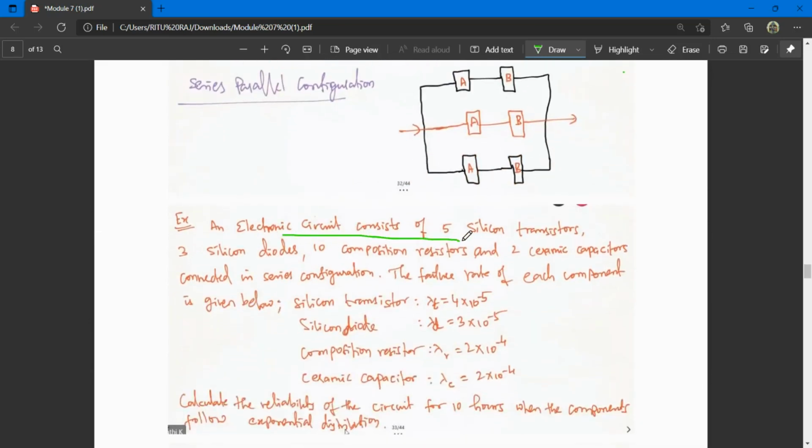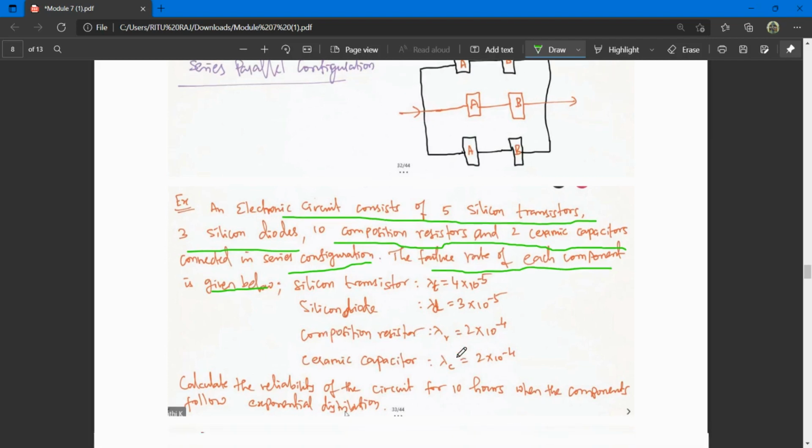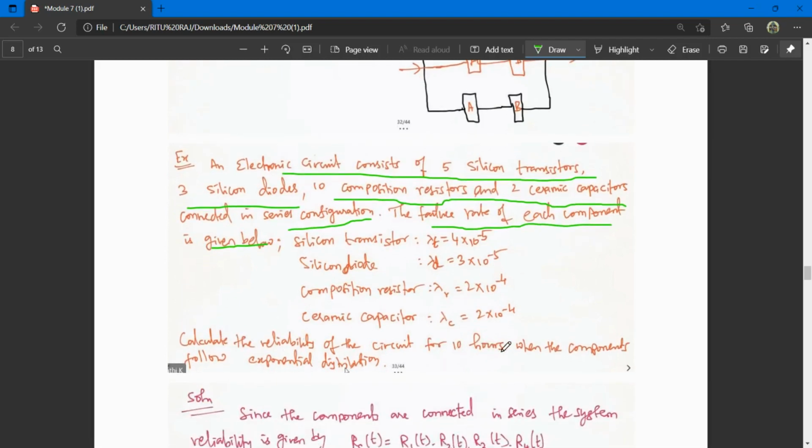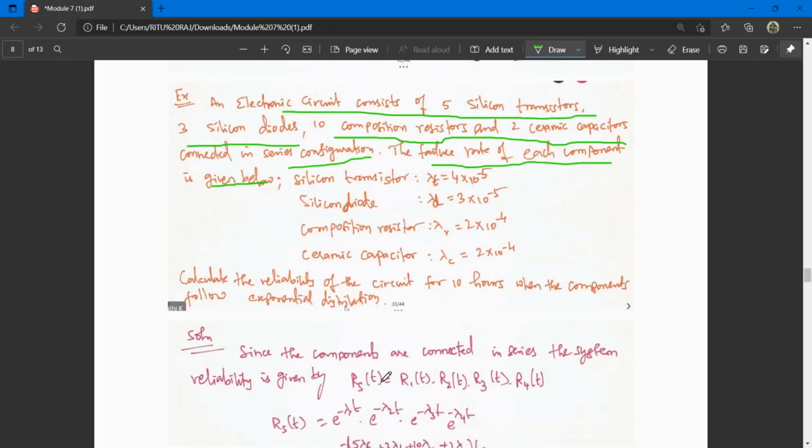Example: an electric circuit consists of 5 silicon transistors, 3 silicon diodes, 10 composition resistors, and 2 ceramic capacitors connected in series configuration. The failure rate of each component is given, like the hazard function h(t), for silicon diode, silicon transistor, composition resistor, and ceramic capacitor. Calculate the reliability of the circuit for 10 hours when the components follow exponential distribution.